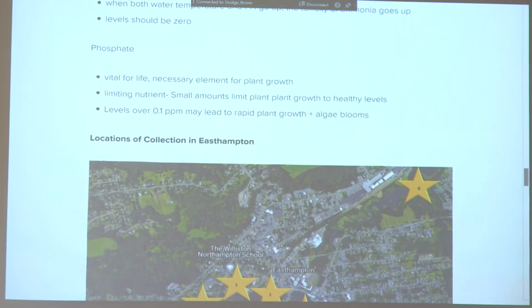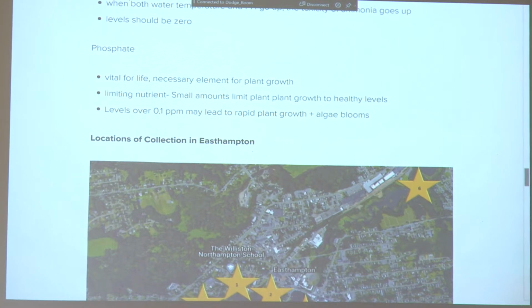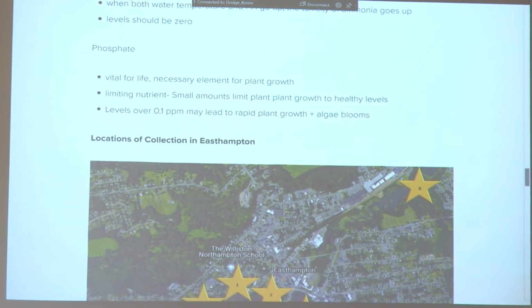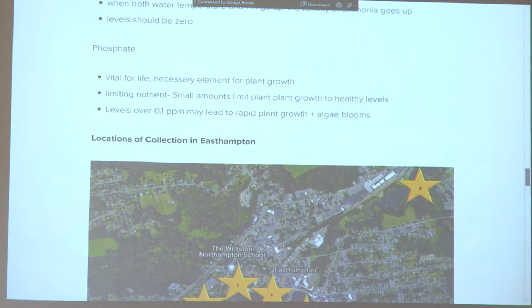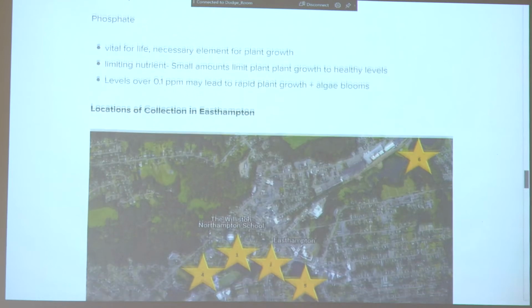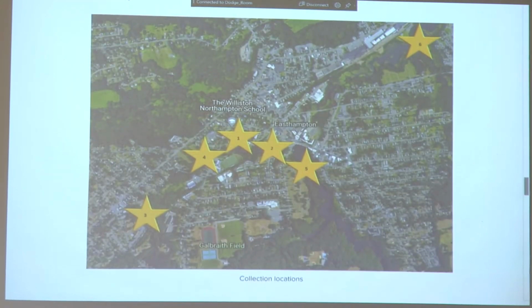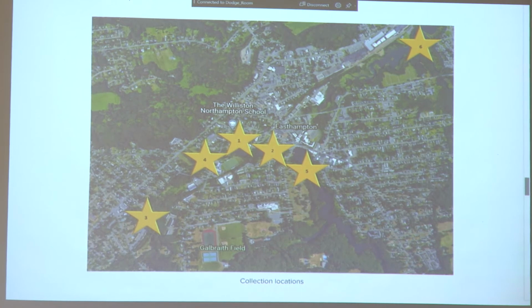The last thing that I looked at was phosphate, which is vital for life, a necessary element for plant growth, and it is usually a limiting nutrient, where small amounts limit the plant growth to healthy levels, but too much may lead to rapid plant growth in algae blooms. So here are the 6 locations that I collected water from.